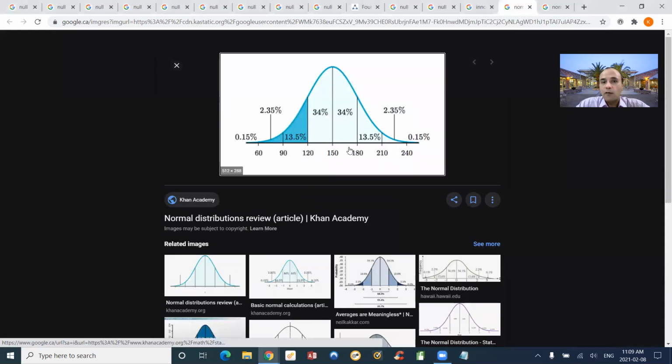This is another way of looking at it. The center, the mean is here, 50. 1 sigma, 2 sigma is here. 1 sigma, 2 sigma is here. 2.35 is going to be the area between 3 sigma and 2 sigma. And 0.15 is going to be from infinity to this area. If you add these two up, it's going to be 2.5. This is also going to be 2.5. So just keep that in mind.